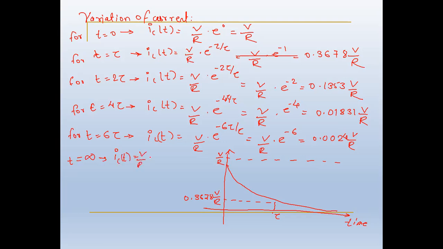One more condition is there, that is if t is infinite, then IC(t) will be V by R into e raised to minus infinity, which is nothing but 0. So for the variation of current in the RC circuit, the current will be decreasing slowly. Initially it will decrease rapidly, and then it will be a slow one.